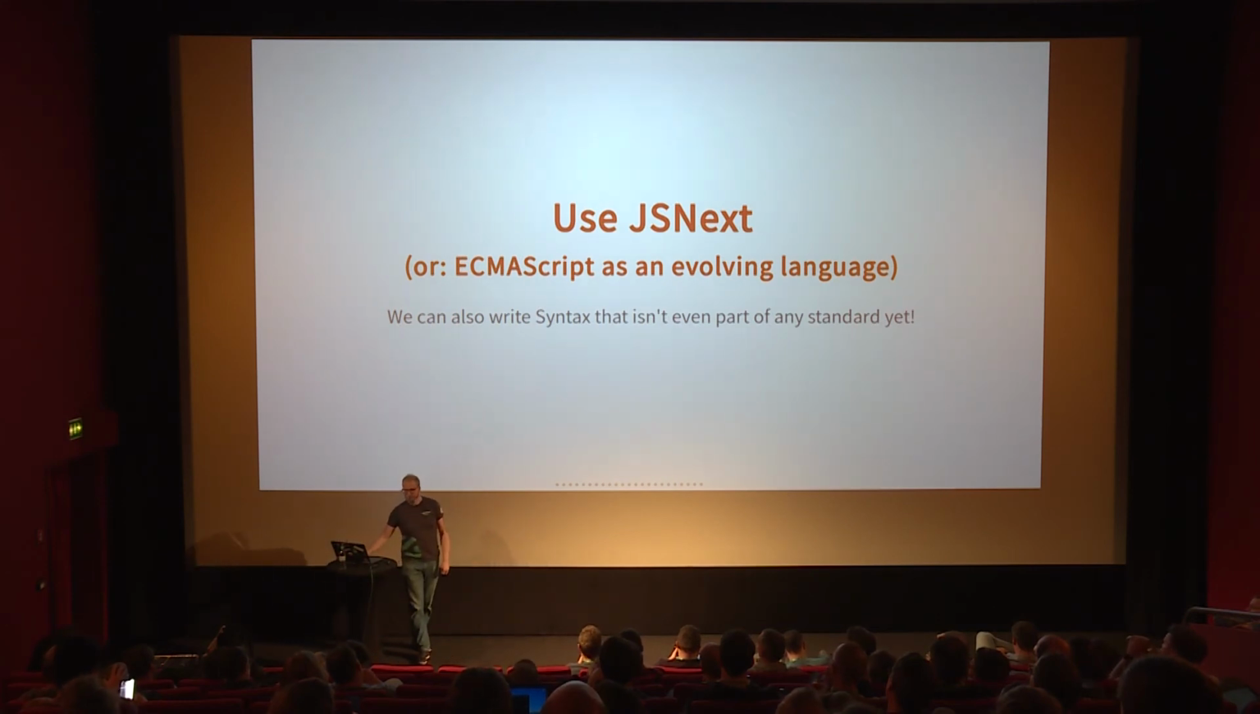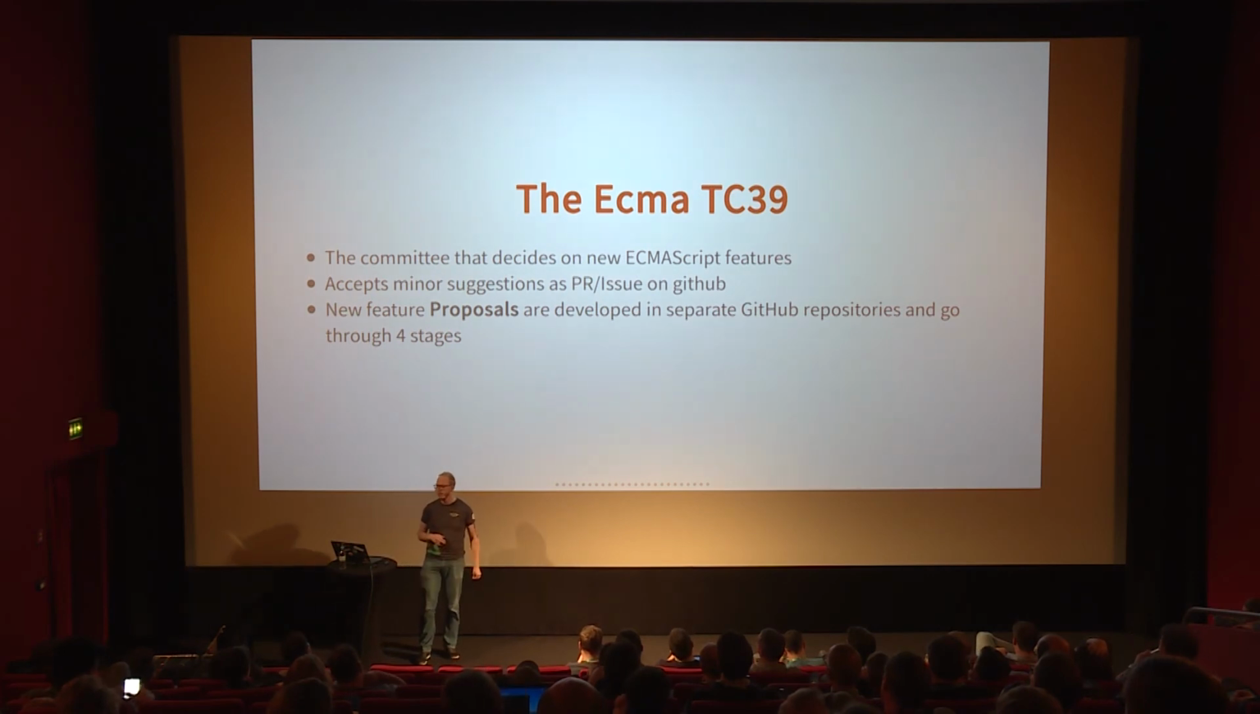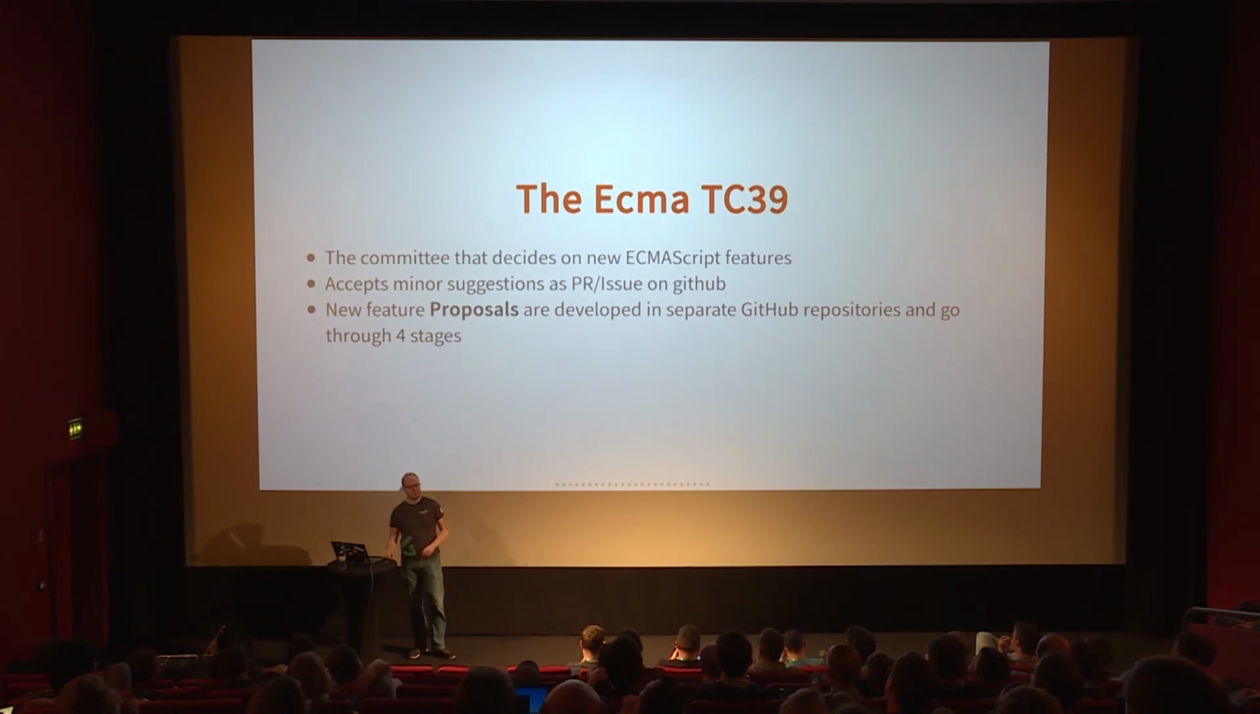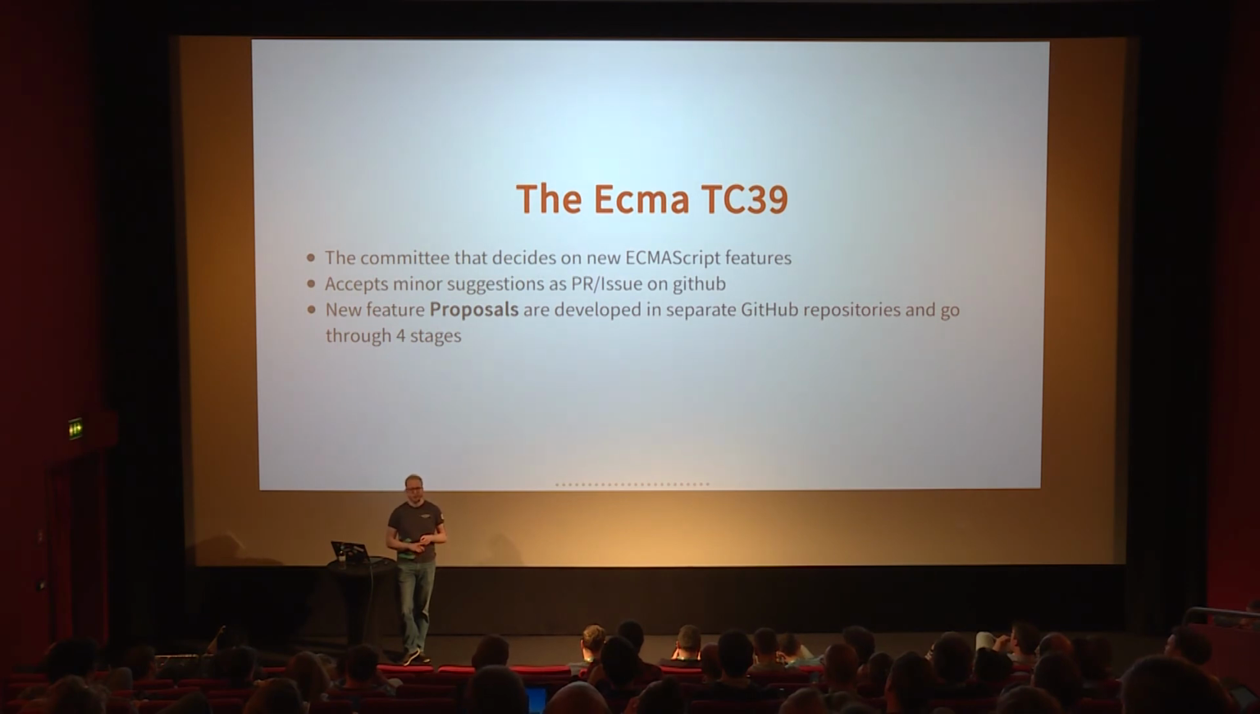So let's take a little look at the standardization process. The standardization process is done by the ECMA TC39, which is a committee that meets every few months to discuss all those proposals that came in and if they should advance or if they should still change things. The nice thing about the TC39 is they accept a lot of contributions on GitHub. Every standard, or every proposal, has its own repository. You can start an issue there, you can start a discussion there, and this is really alive.